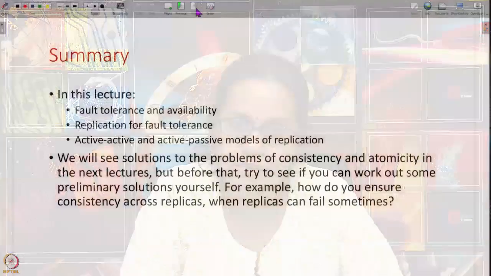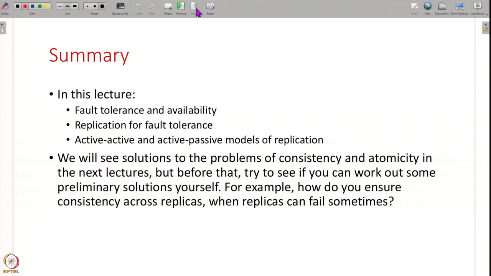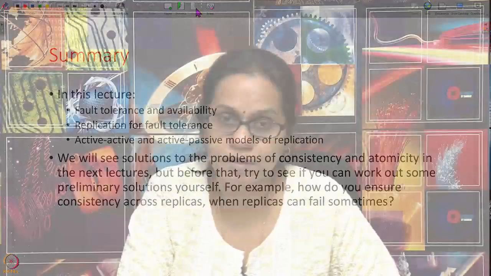In today's lecture, we have studied the basic concept of fault tolerance, we have seen what is availability, then we have seen the techniques for fault tolerance like replication, active-active, active-passive replication and so on. And we have said that there are some challenges to doing this replication, which are consistency and atomicity. So, in the next couple of lectures, we are going to see how these challenges are solved in real systems.